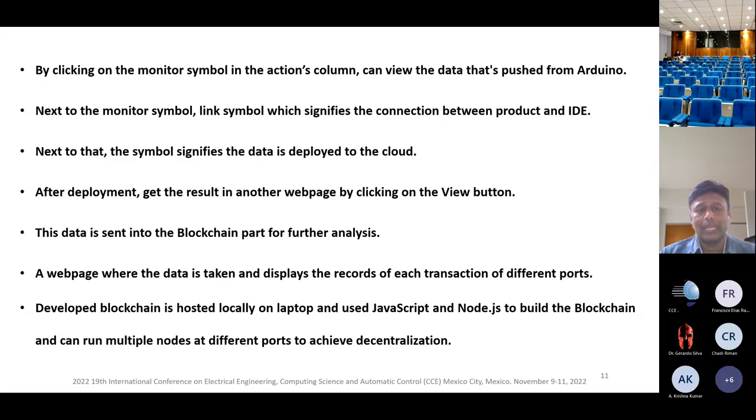What we'll do is, after gathering the data, we'll push it to the cloud, where after deployment, we'll get the results from another web page that is designed with the blockchain. Data is sent into the blockchain part for further analysis. So it is a web page where the data is taken as a specific record of each transaction of different ports. We can observe the different ports.